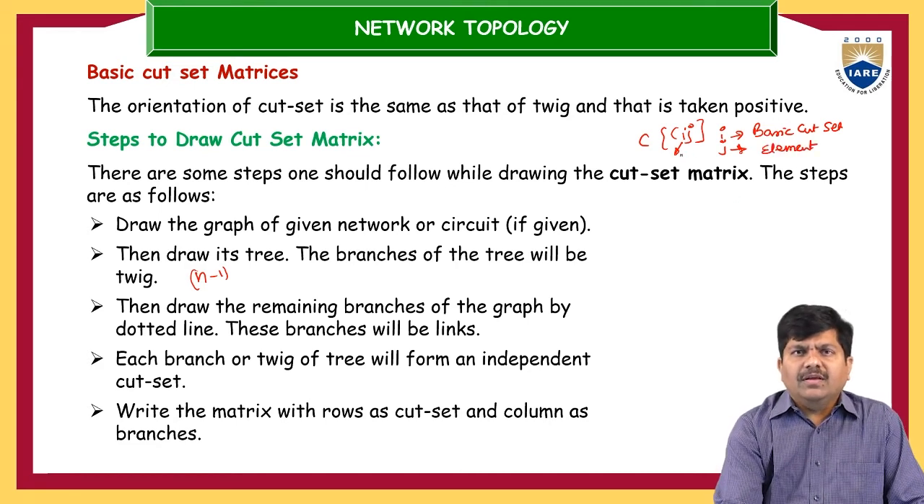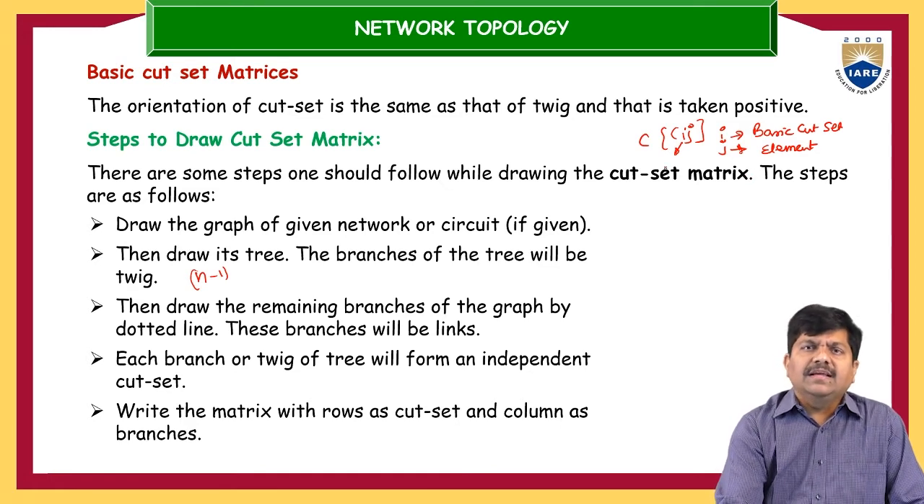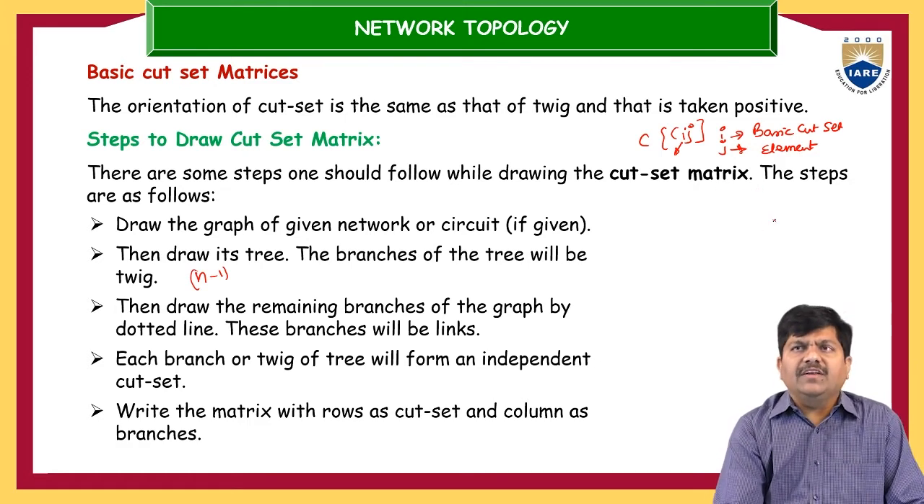So if the ith cut set is oriented in the same direction as the jth element, then it will be +1. If the ith cut set is in the opposite direction to the jth element, it will be -1. If there is no incidence at all, then it will be 0. Anyhow, we are habituated to identifying the various elements in the basic cut set matrix.